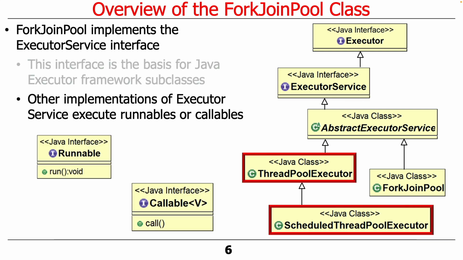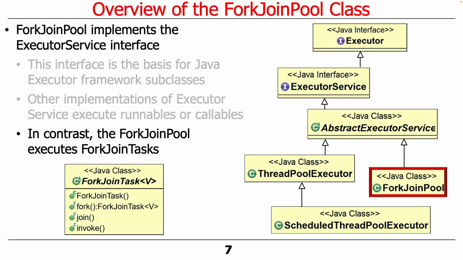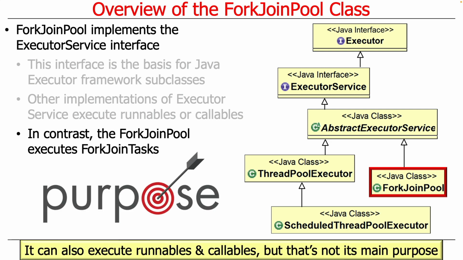There's something called the ThreadPoolExecutor and the scheduled ThreadPoolExecutor, which are used to execute runnables and callables. We don't care a whole lot about those in this class. However, what we do care about is the ForkJoinPool class, which executes ForkJoin tasks. And we'll talk about what a ForkJoin task is in just a second. You can also use the ForkJoinPool to execute runnables and callables because of the inheritance relationships that take place in this hierarchy. But that's not really the main reason for using it, although it does come in handy from time to time.